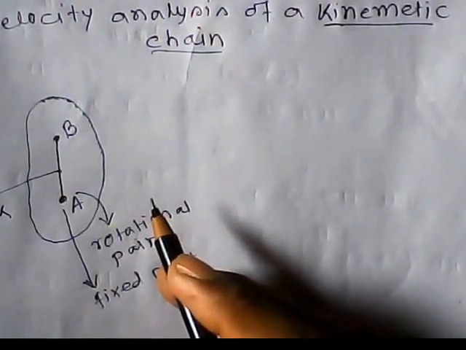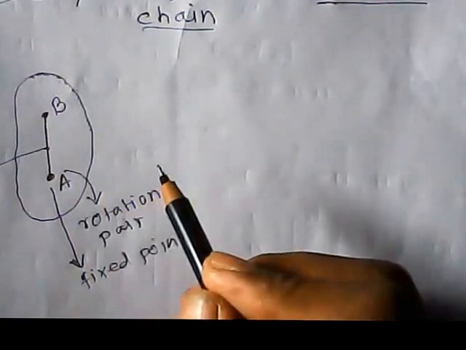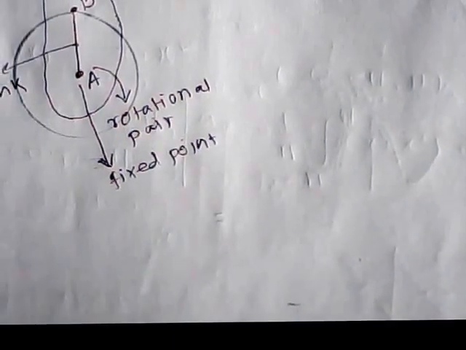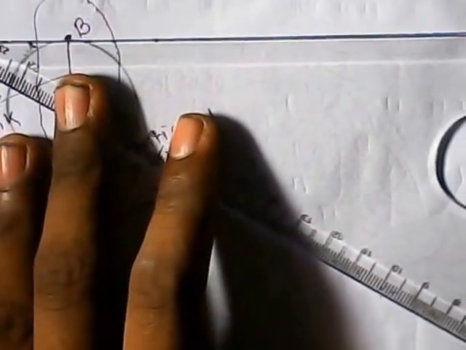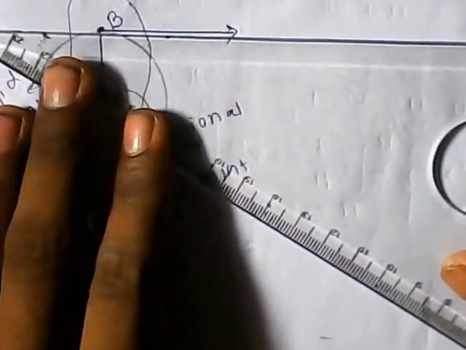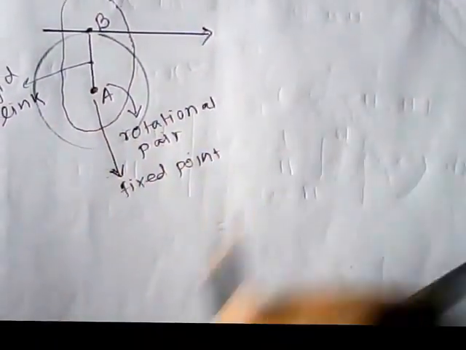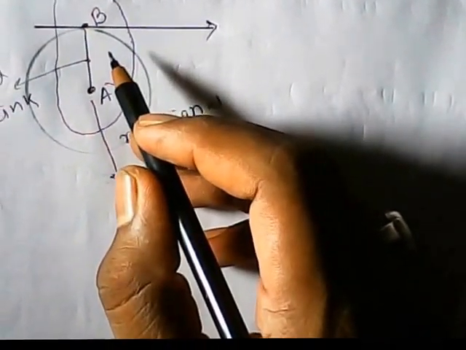Now the angular velocity is in clockwise direction, and the velocity is tangential from the point B. So this is the arc of the angular velocity, and the velocity direction is tangential from point B, and this is 90 degree with the length AB.